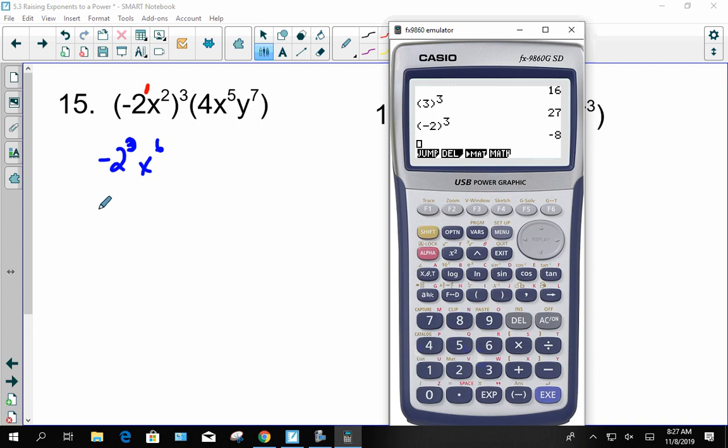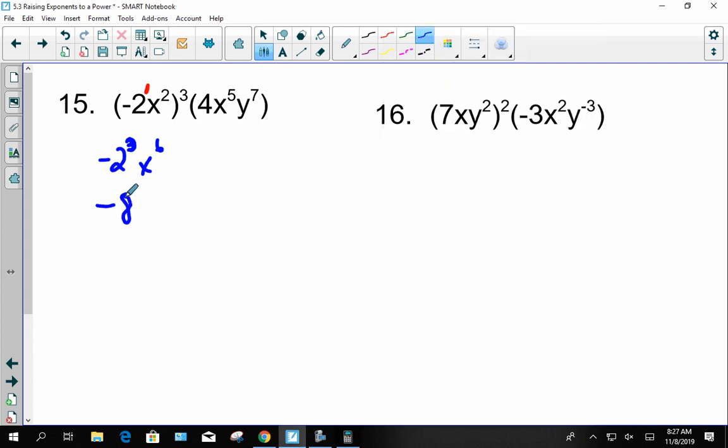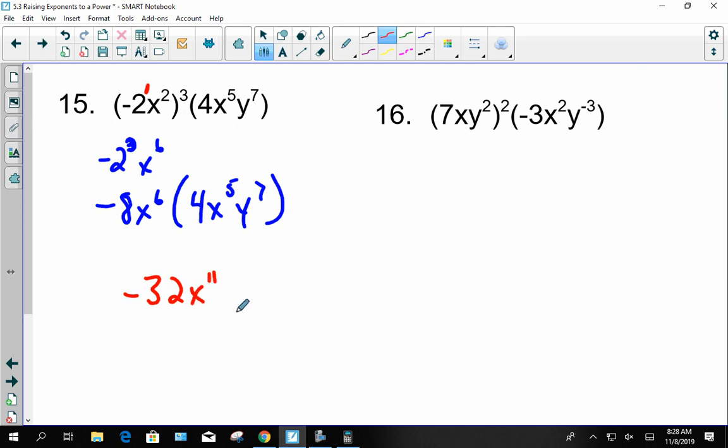So, I have negative 8 x to the 6th times 4 x to the 5th y to the 7th. See, I'm not teaching you anything new now. All I'm teaching you, all we're doing is what I've already taught you. So negative 8 times 4 is negative 32. I have 6 x's, I have 5 x's. That gives me 11 x's. And then I have to bring down my y to the 7th power.